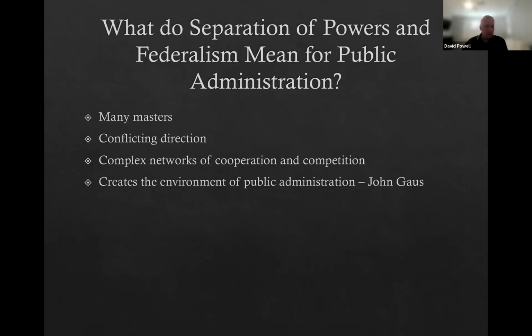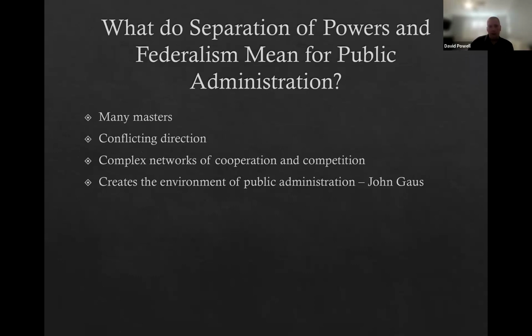So let's keep with this issue of "so what" before we go on break, and just to kind of wrap up this discussion of the foundations of American government. So what does separation of powers and federalism mean for public administration? Number one, it means that as public administrators, we serve many masters.